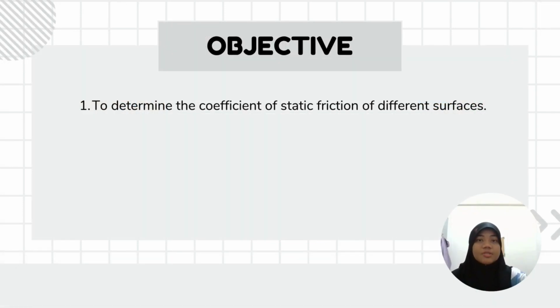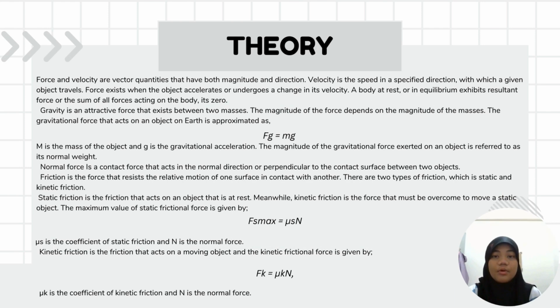Firstly, the objective of this experiment is to determine the coefficient of static friction of different surfaces. Furthermore, force and velocity are vector quantities that have both magnitude and direction. Velocity is the speed in a specific direction with which a given object travels. Force exists when the object accelerates or undergoes a change in its velocity.